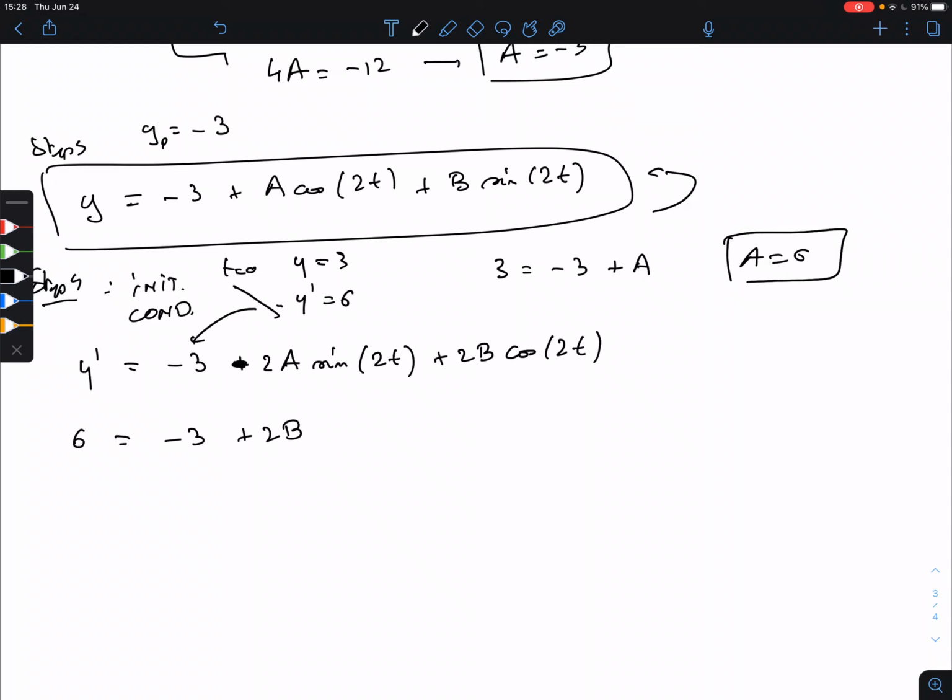I thought that I might have copied it from my notes wrong, but it doesn't matter really. So we get 9 is equal to 2b. We see that b is equal to 9 halves. The fraction is not a big deal. So our solution is y is equal to minus 3 plus 6 cosine 2t.